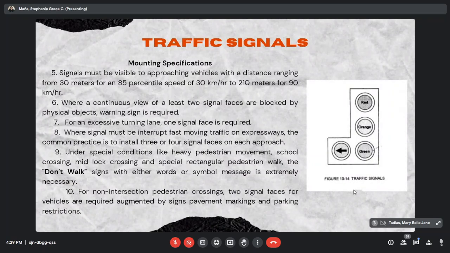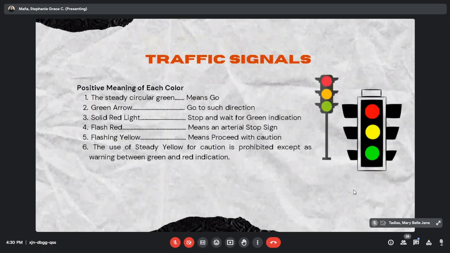So, next slide, please. Positive meaning of each color. The steady circular green means go. The vehicle can proceed. A solid red light means stop. Flashing red means an arterial stop sign, so stop as well.